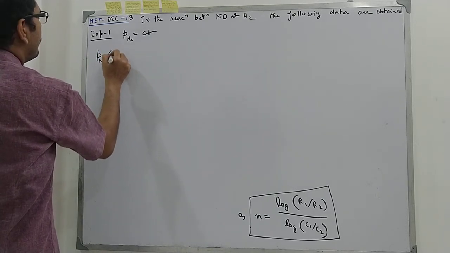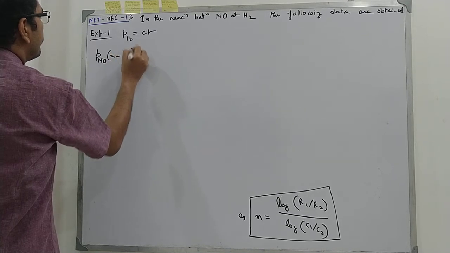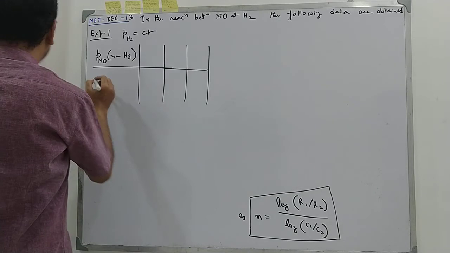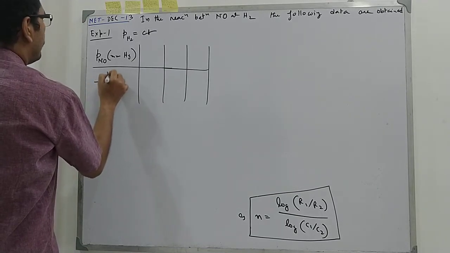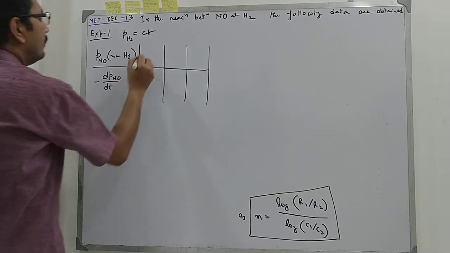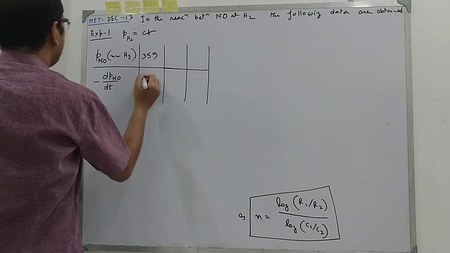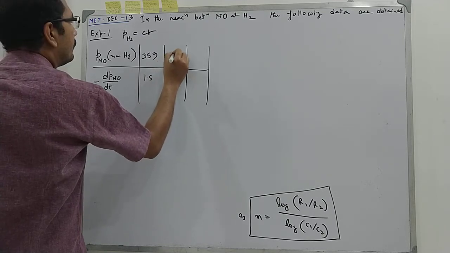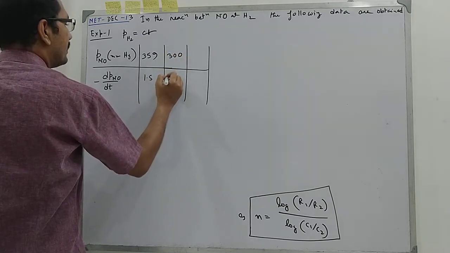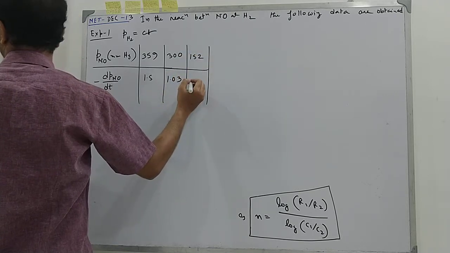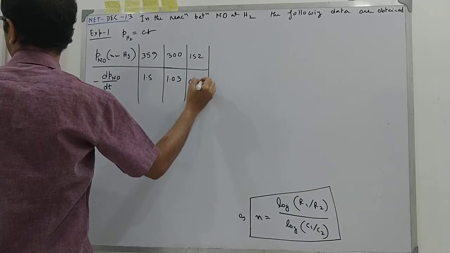Now PNO has been measured in millimeter Hg, and these are the corresponding rates that were measured simultaneously. So for 359 it was measured to be 1.5, for 300 it was measured to be 1.03, and for 152 it was measured to be 0.25.